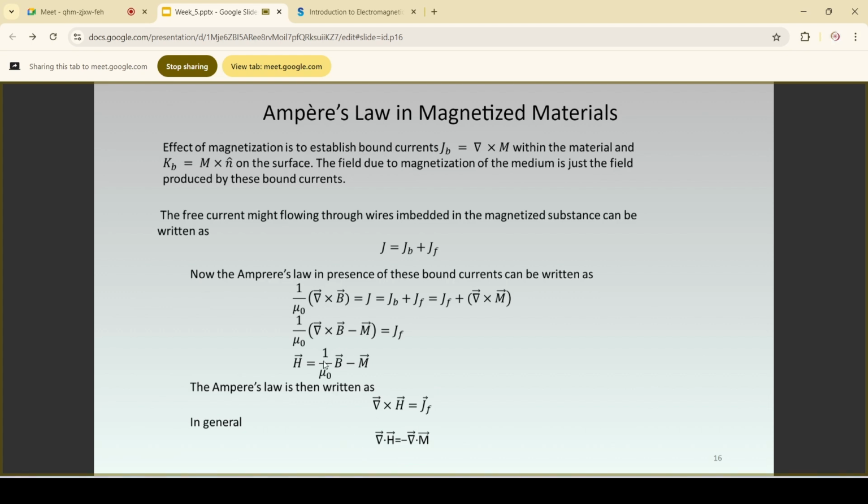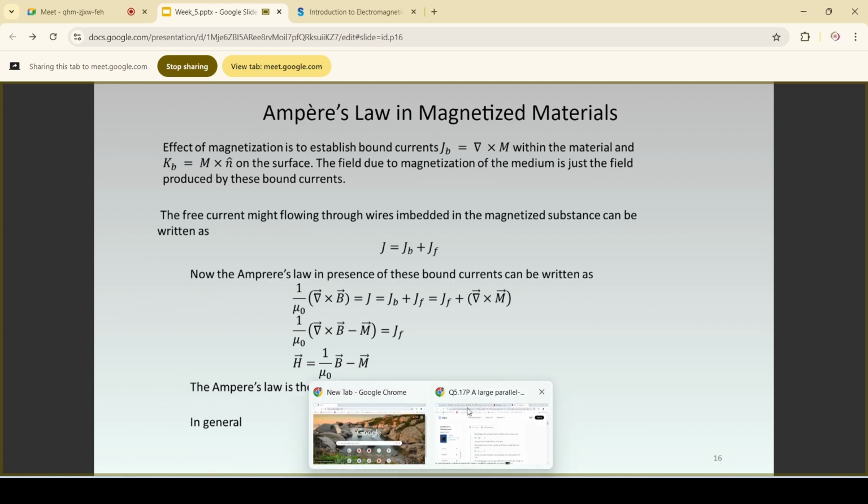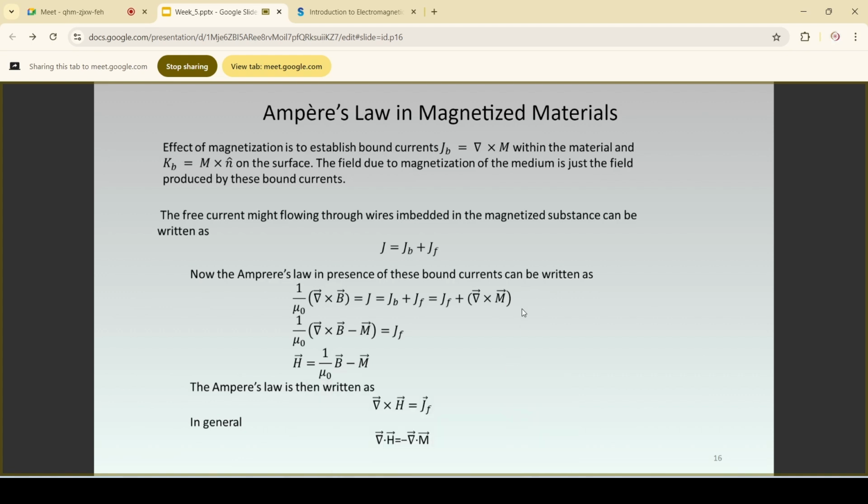and also because we know that del dot B is 0, it implies from this equation, H is equal to 1 over mu 0 B minus M, so del dot H is equal to 1 over mu 0 del dot B minus del dot M. So del dot B is 0 we know for sure. So del dot H is equal to minus del dot M. So keep this in mind also. It will be very handy when we will be solving some numericals.